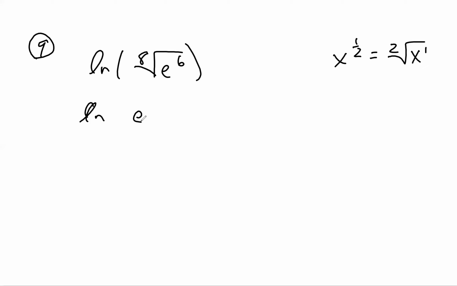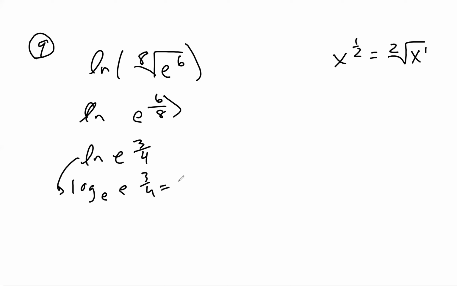And so the number 8, since it's on the outside, it's going to go on the bottom, and the number 6, since it's on the inside, is going on the top. All right, now we can see that this fraction can be simplified. We're going to simplify that to 3/4. And so what's going to happen is when we take the ln of e, we know that that's just the number 1. Okay, so we know that the ln is also log base e. So we're changing ln to log base e of e to the 3/4 equals y.